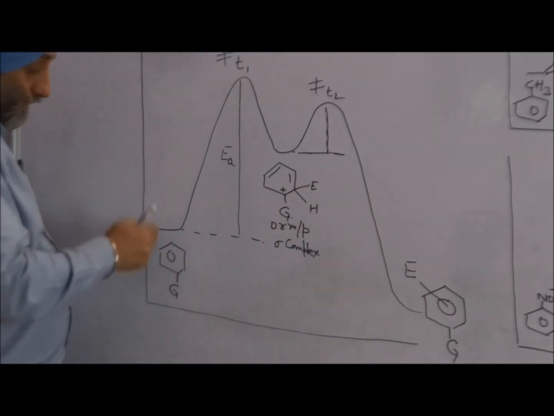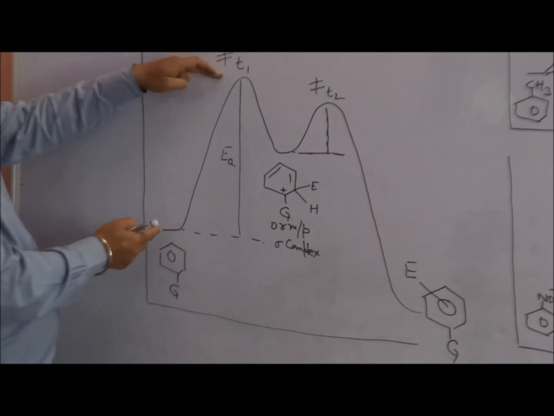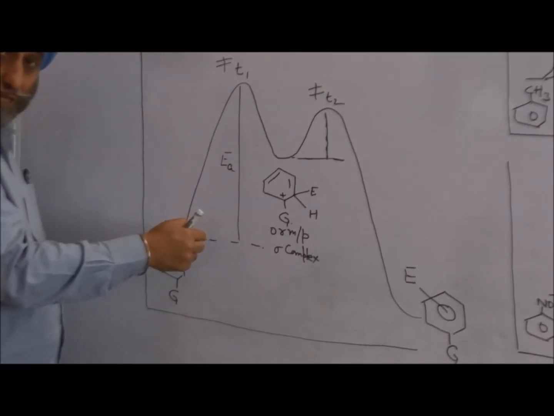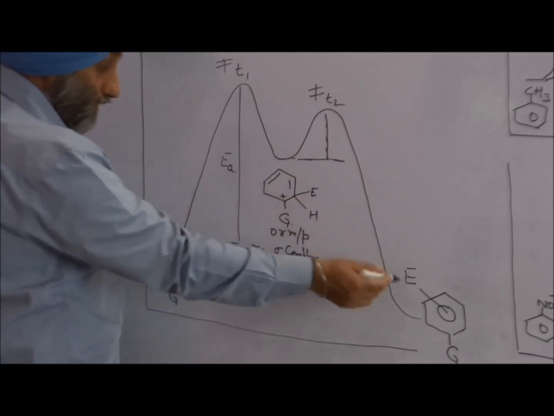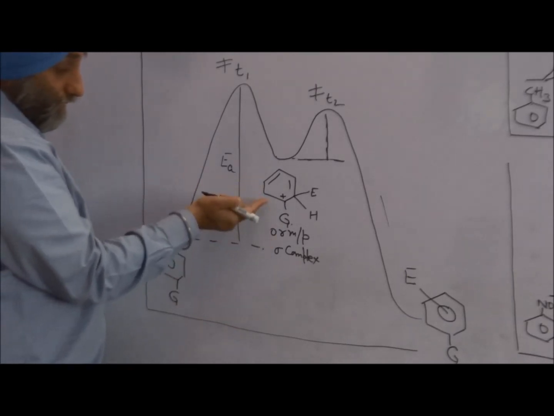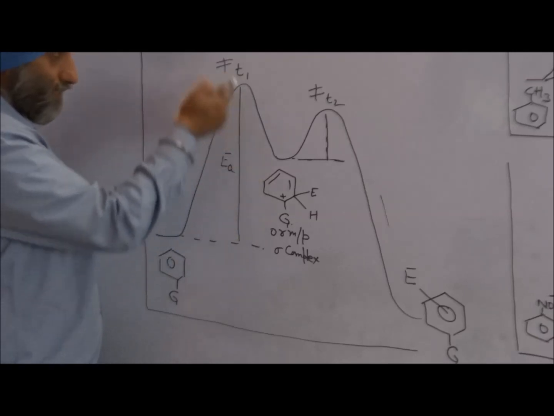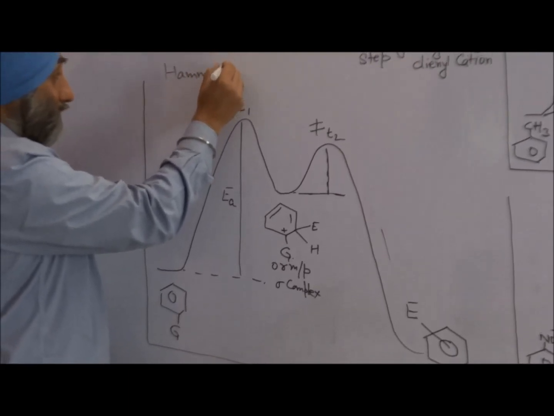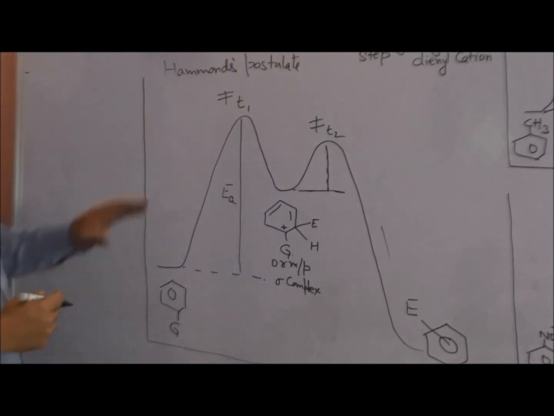Now look, the energy of activation of the first step is higher to form a sigma complex. So the first step is the slow step. The second step has a lower energy of activation to convert it into this, so it is a fast step. This reaction intermediate or the sigma complex closely resembles the transition state. According to Hammond's postulate we say that this is closer to the transition state.